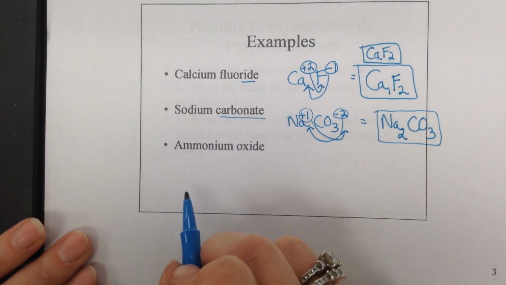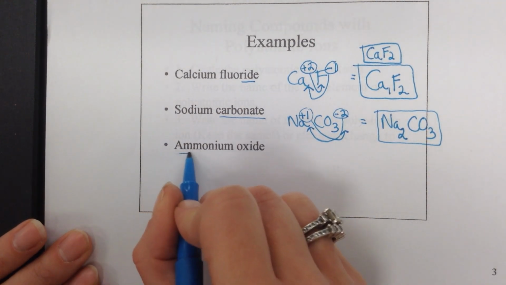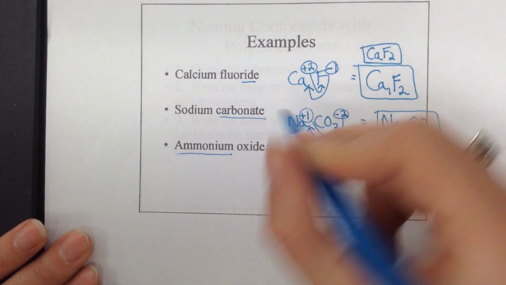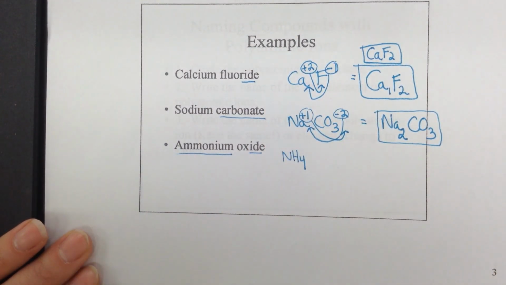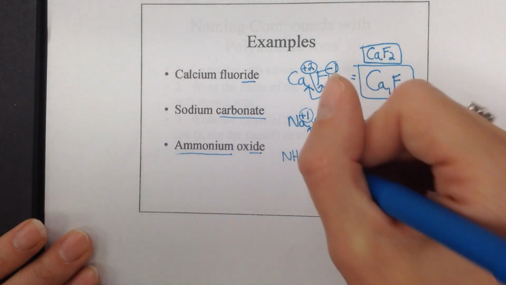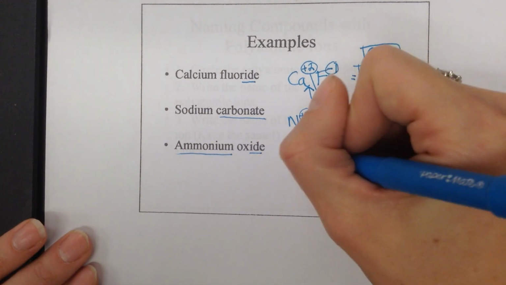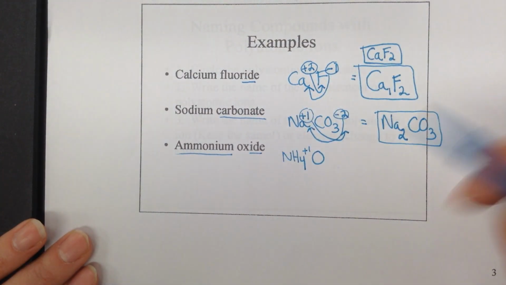And then lastly, ammonium oxide. Well, ammonium is a poly, so ammonium is NH4. And oxide, remember, has the -ide ending, which means that it originally was oxygen, so oxygen is O. Our charges, well, ammonium is a poly. This is what you have to have memorized, and its charge is a +1.